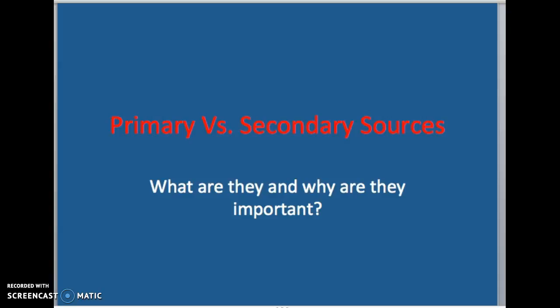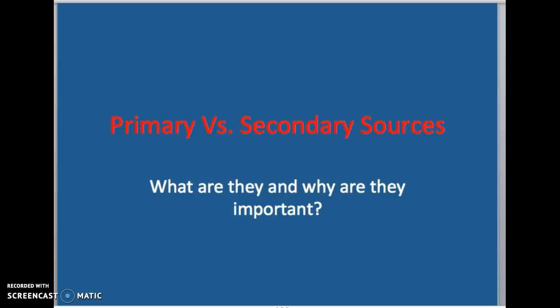Now many people are confused when it comes to primary and secondary sources. They are aware that there are two different types of sources but aren't exactly clear of the differences. It is important to know the difference so you can determine what material you research will be most beneficial to you to support your thesis.